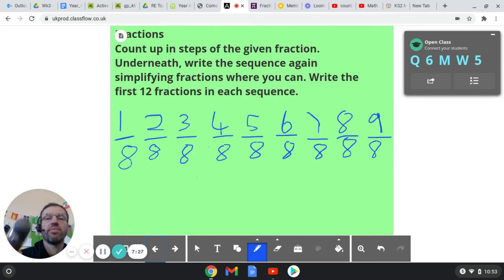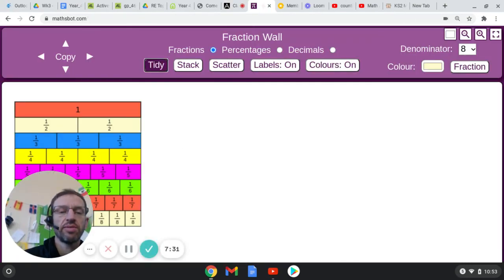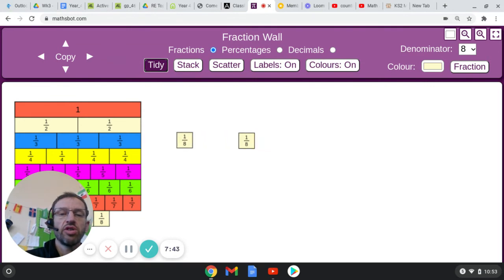So 1/8. I can't do much with 1/8, I don't think. Let me tidy up these. I can't find any way of simplifying 1/8. It's as low as it can go because there's already a 1 on top. But if I have 2/8, I can look at possibly, if I start over here, I can see what it is the same as.